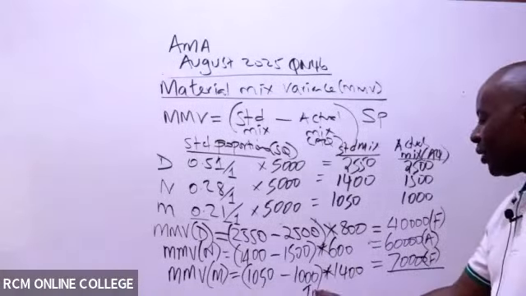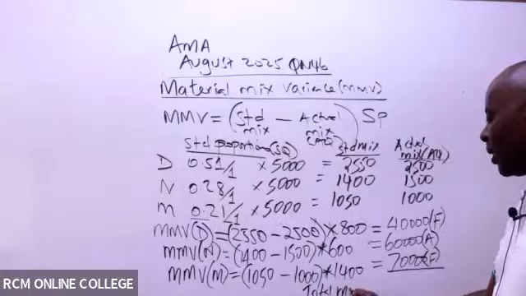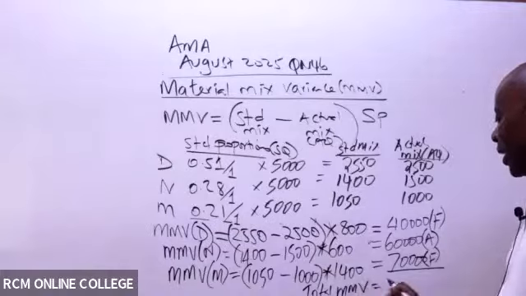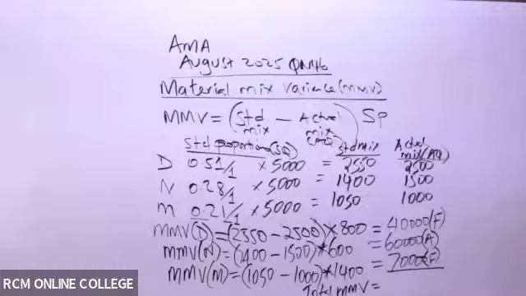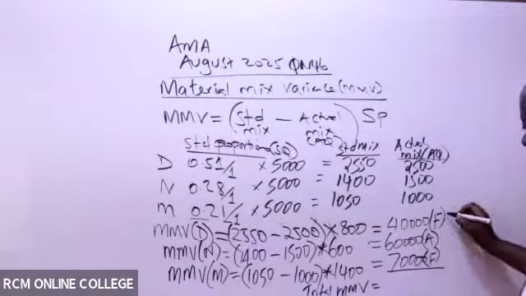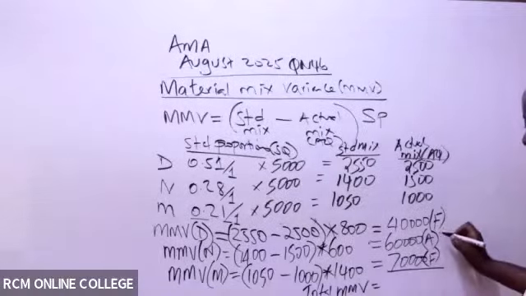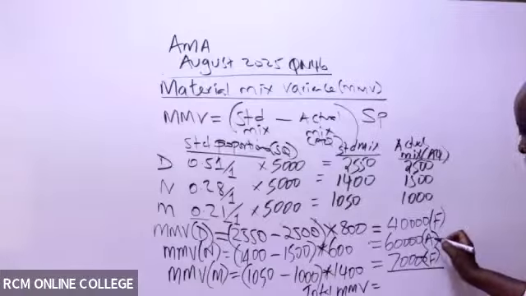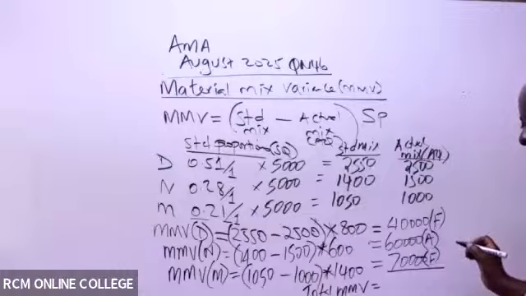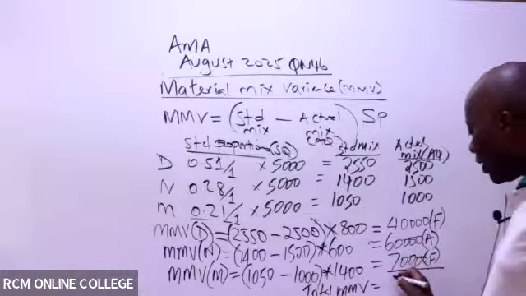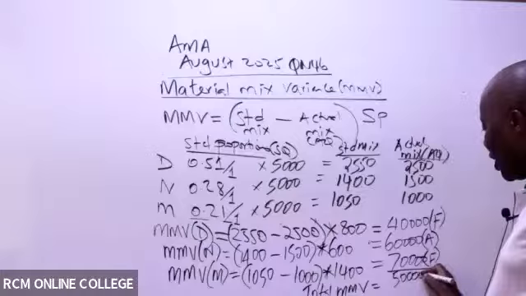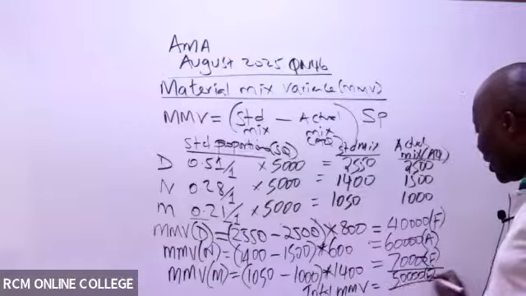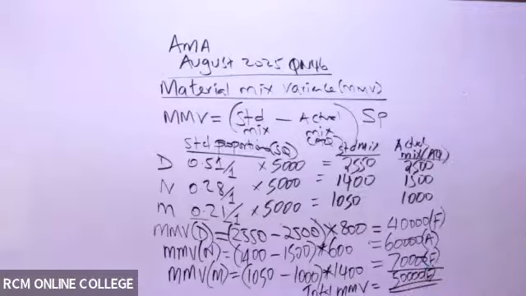Now come and add the three to give me the total material mix variance. So we have here 40,000 minus 60,000, minus because these are adverse, is negative, plus 70,000. So I'm being given a figure of 50,000 favorable. So is that okay, ladies and gentlemen?